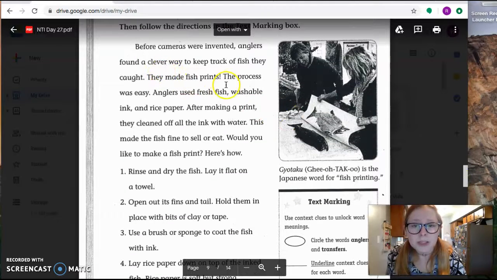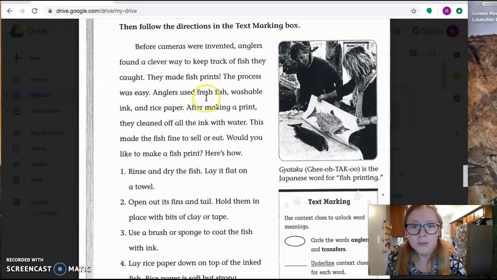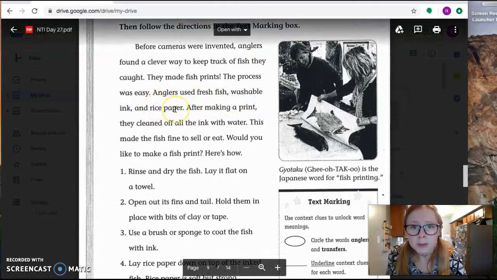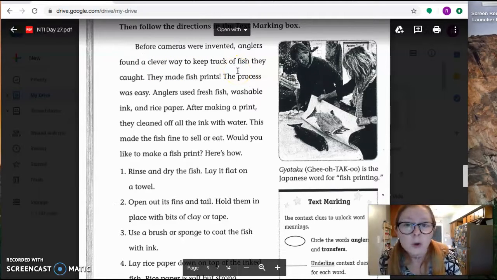They made fresh prints. The process was easy. Anglers used fresh fish, washable ink, and rice paper. Before cameras were invented, anglers found a clever way to keep track of the fish they caught. So before cameras were invented, anglers is the word we're looking at, found a clever way to keep track of the fish they caught. So if we put a blank there, blank found a clever way to keep track of the fish they caught. Who catches fish?